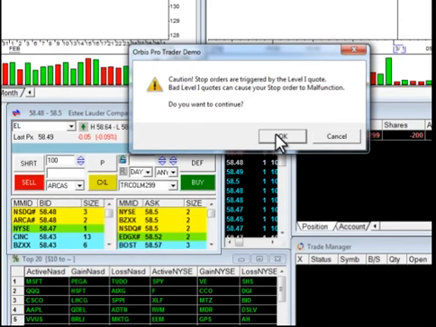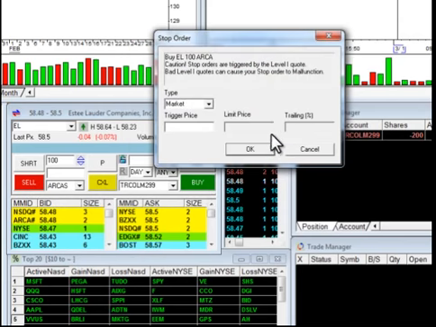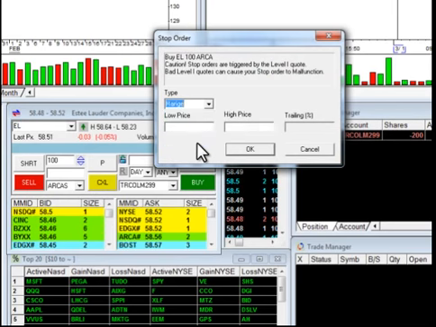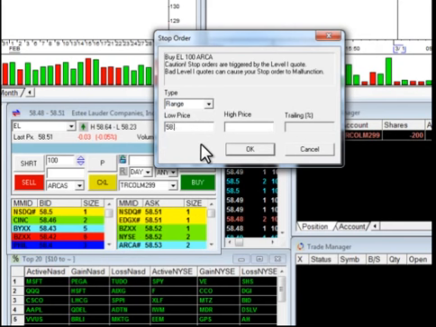Again, you'll see the caution box. Click on OK. I want to select range. This time, however, my low is going to be my profit target. So for the low, I'm going to choose 58.25. That's my profit target, 20 points below where I've short sold it.